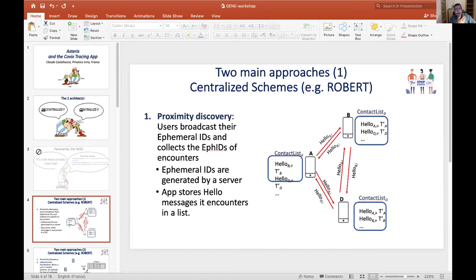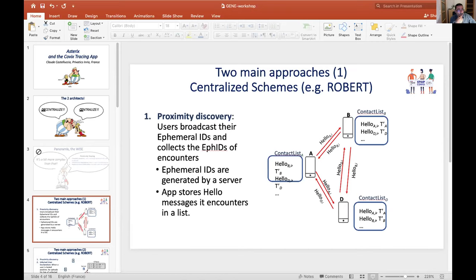We also wanted to make sure that the health authority was controlling the notifications that were sent out. Just imagine there is a bug in the decentralized scheme and suddenly 80% of the people are getting a notification. That would be a panic, right? So we thought it was important for the health authority to control the system, because we have to remember it's a health application, it's not a privacy application. So the first objective is really to have an app that is useful for the health authority.